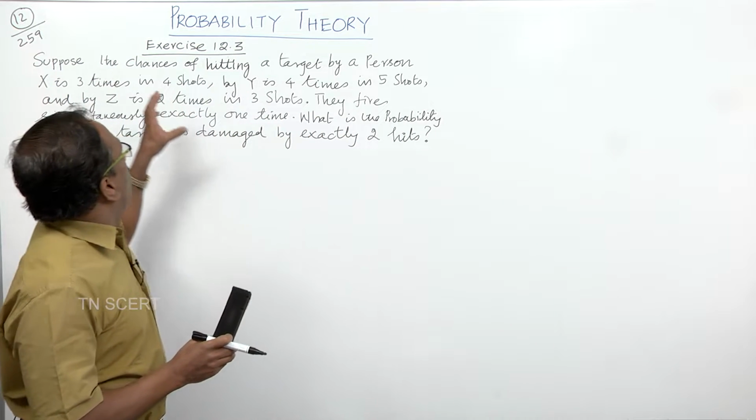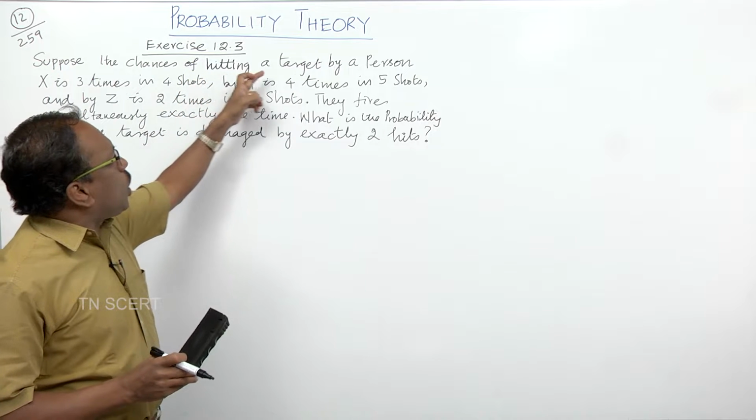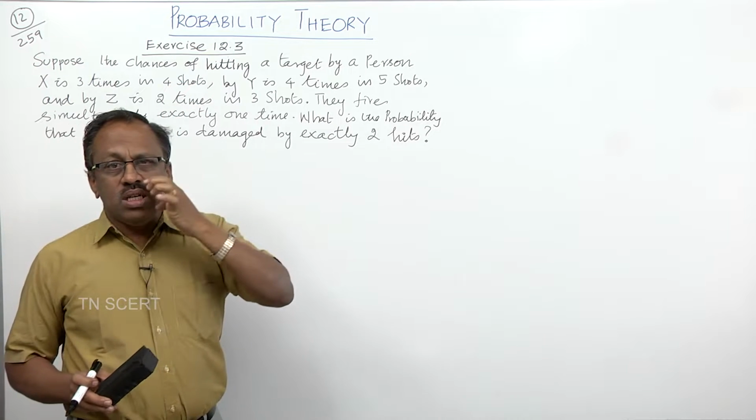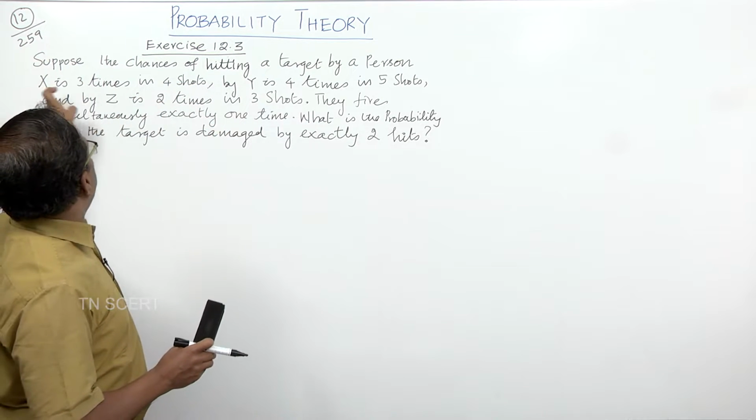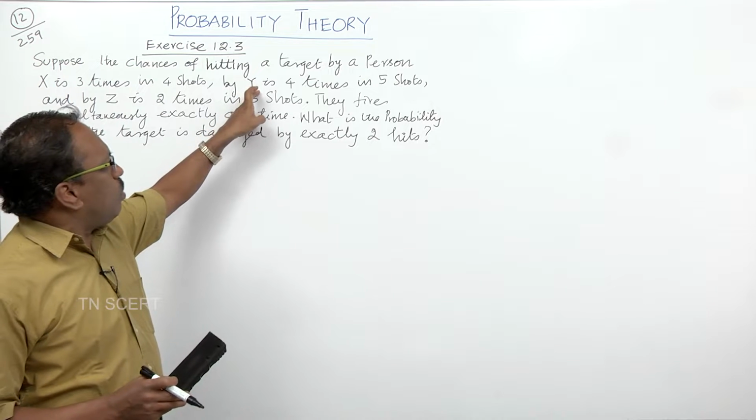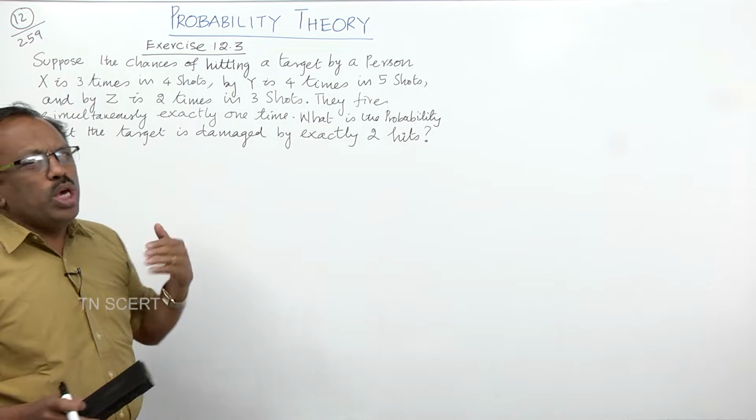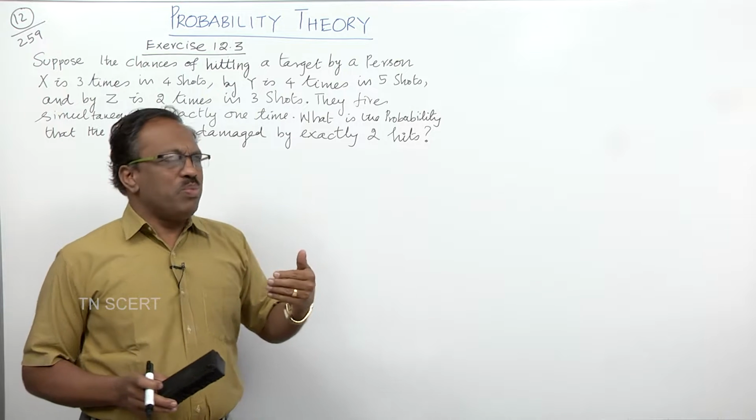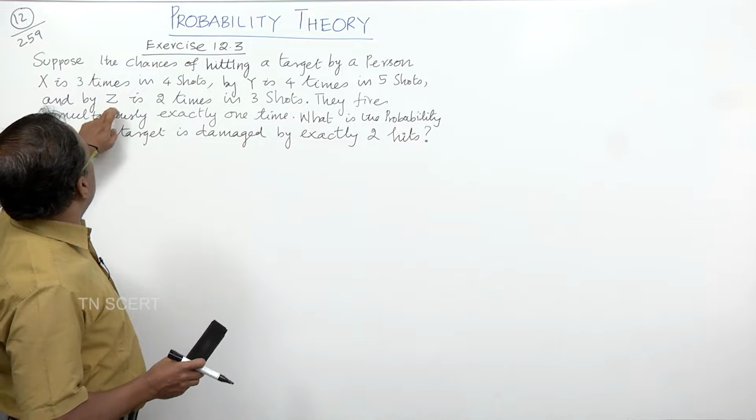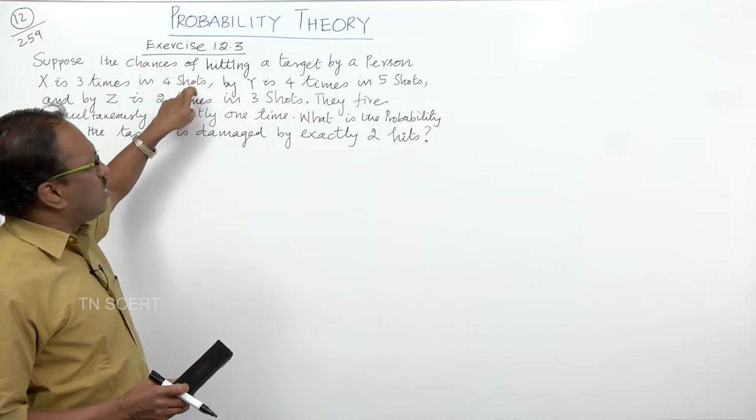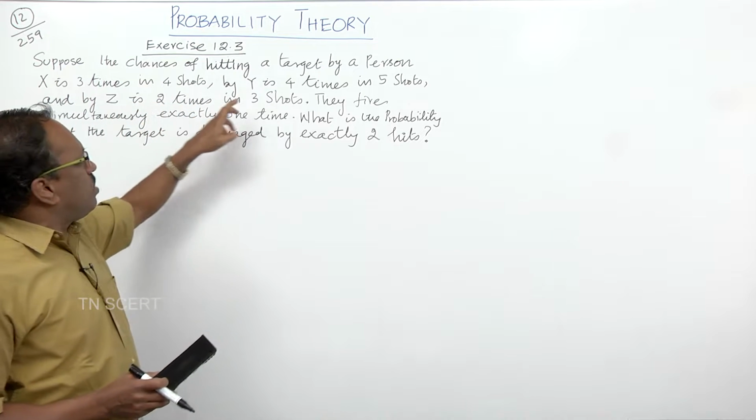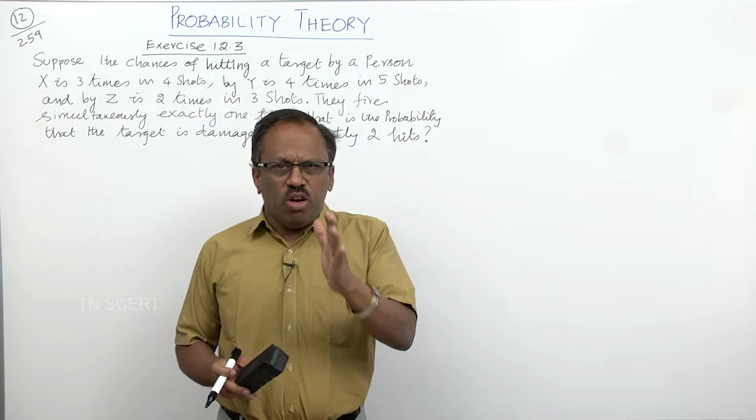So here, suppose the chances of hitting a target by a person X is 3 times in 4 shots. There are three persons here, one is X, another one is Y, and the third person is Z. We used to name them X, Y, Z here. First person is X, second person is Y, and third person is Z. X hits 3 times in 4 shots, Y 4 times in 5 shots, and Z 2 times in 3 shots, which means the probability of hitting.